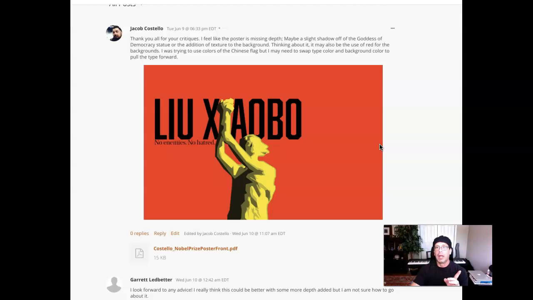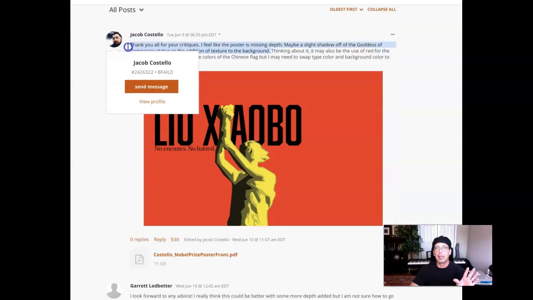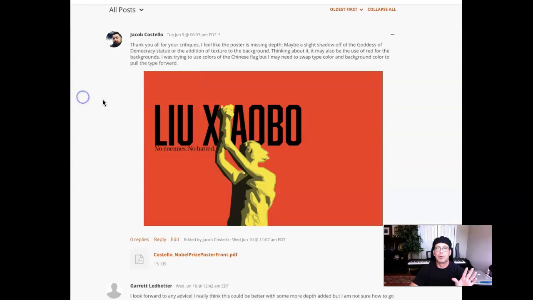So let's get started. I feel like the poster is missing depth, maybe a slight shadow off the Goddess of Democracy statue, addition of textured background. So right now, just that statement right there is telling me a little bit about the way that you're approaching the assignment. What I'm seeing is that right now you don't have a solid conceptual foundation, and the reason I say that is you're saying, okay, maybe I should add some texture, or maybe a slight shadow, instead of being to the point where you say, all right, I've got this sketched out. I know what my concept is, and let's take it from there, okay?